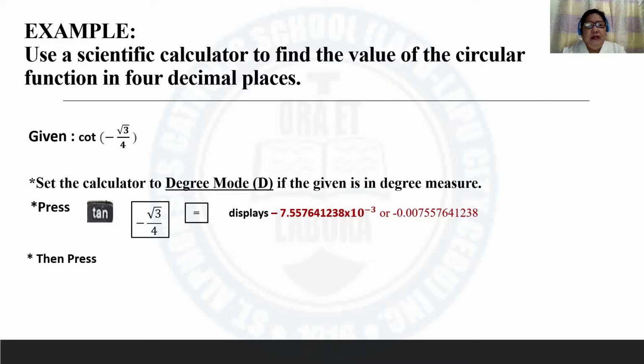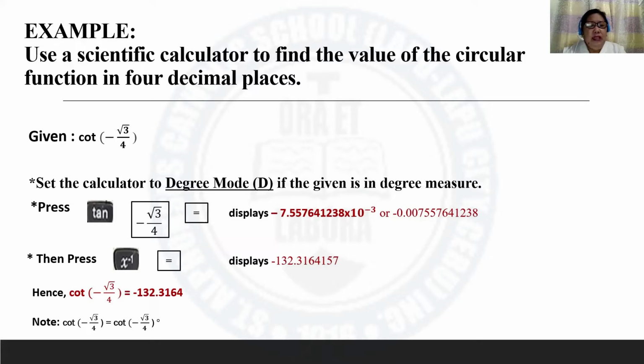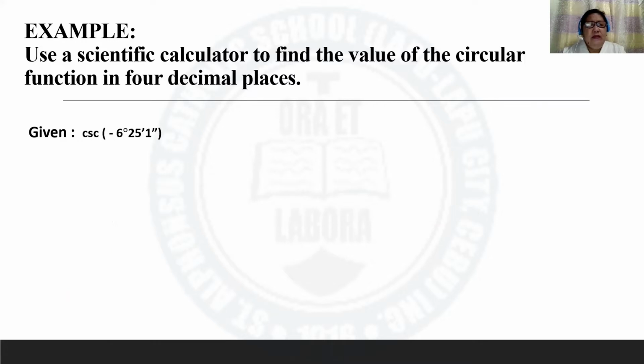0.00755764123. Then, you have to press the inverse key, equals, and then it will give you negative 132.3164157. So, cotangent negative square root of 3 over 4 is equal to negative 132.3164. Note, cotangent negative square root of 3 over 4 is just simply equivalent to cotangent negative square root of 3 over 4 degrees. Another given is cosecant negative 6 degrees, 25 minutes, and 1 second.